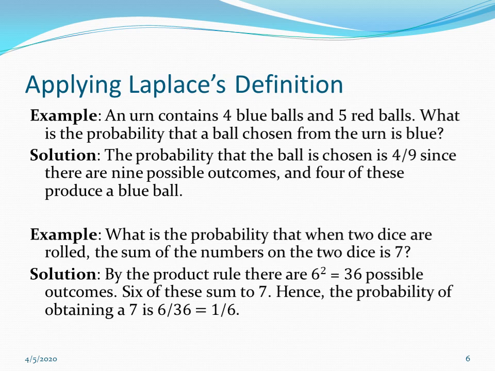So the probability of obtaining a total of 7 is equal to 6 over 36, because we have 6 outcomes that produce a sum of 7. 6 divided by 36, or you can simplify it, it is equal to 1 over 6.